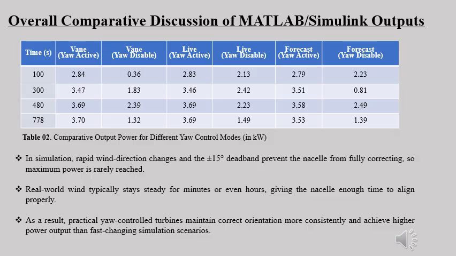In the simulation, wind direction changes rapidly and the plus minus 15 degree deadband prevents full correction, so maximum power is rarely reached. In real-world conditions, wind typically stays steady for long periods, which gives the turbine enough time to align correctly. As a result, practical yaw control turbines maintain better alignment and achieve higher energy output than what is seen in the fast changing simulation conditions.